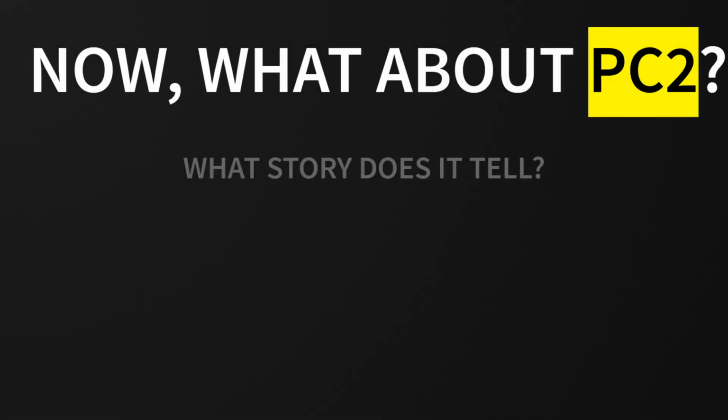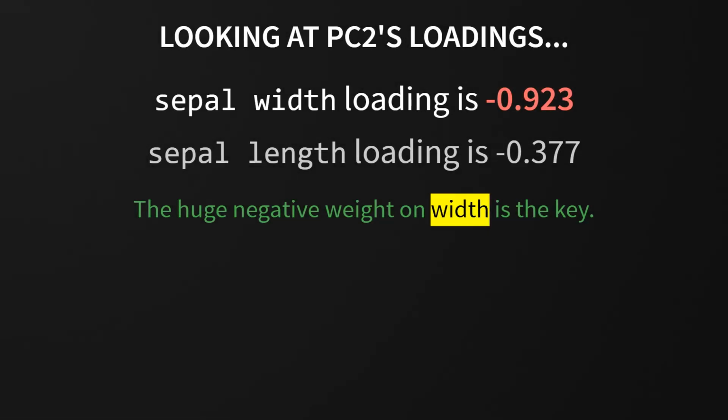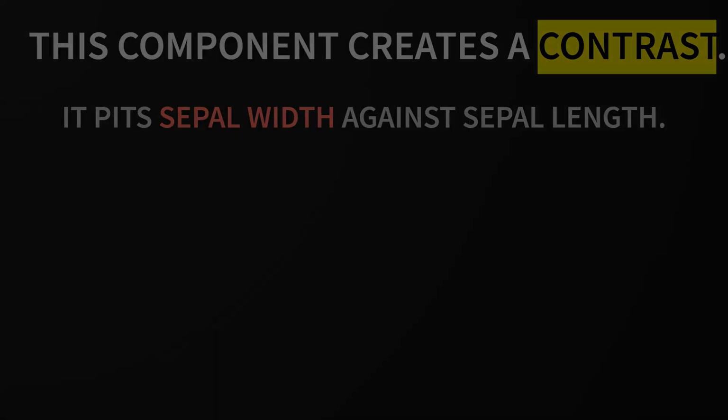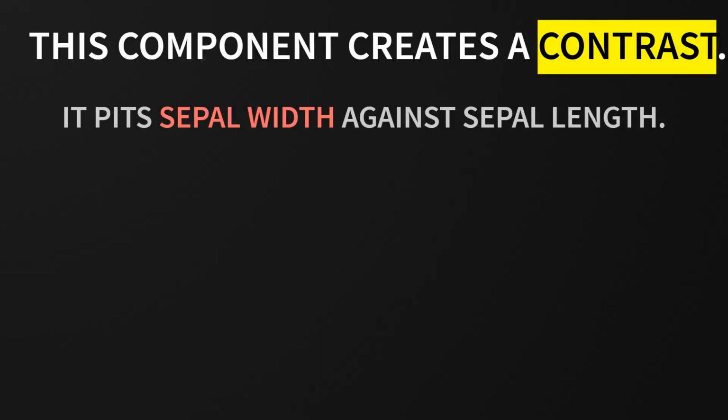What new information is it capturing that size didn't already cover? The secret is always in the loadings. Notice the huge negative value for sepal width. Negative 0.923. This feature completely dominates the component. Here's the critical insight. Because one loading is so strongly negative, PC2 isn't about size anymore. It's about the relationship between features. It's a component of contrast.